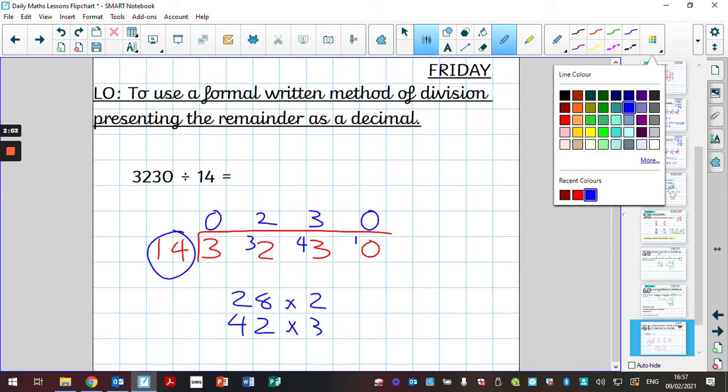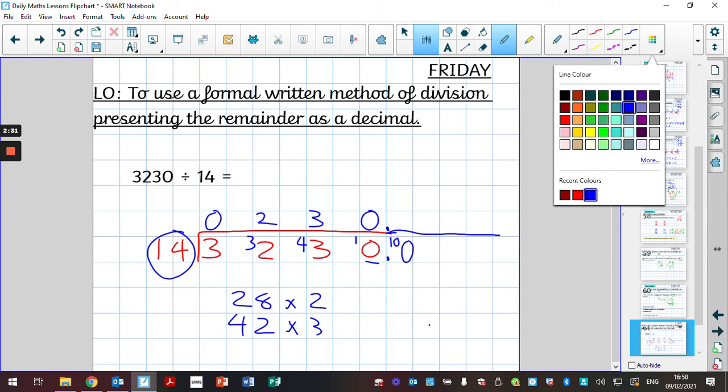Now, because we're at the ones place value, we're now going to go into decimal numbers. We need to put our decimal point in here, extend the bus stop. We need to exchange that 10 over here, and then put our place value holder in as well. How many 14s go into 100? Well, I know that 3 lots of 14 are 42.